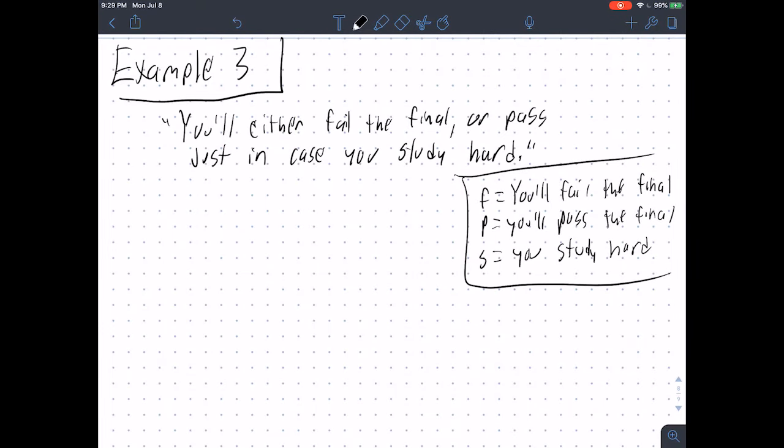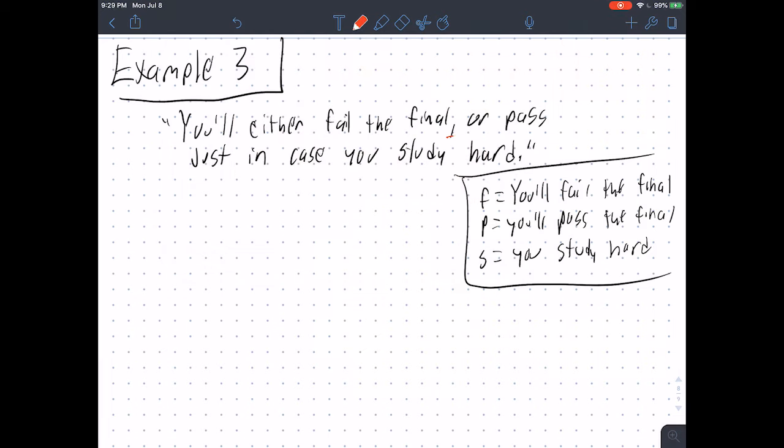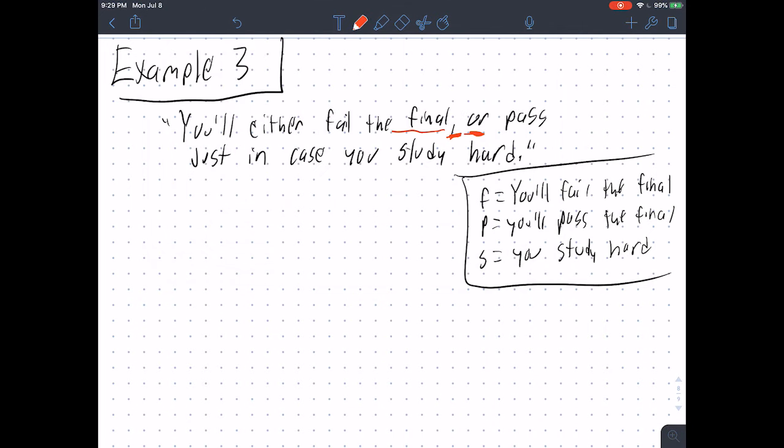Okay, third example, and here we're looking at the sentence, "You'll either fail the final, comma, or pass just in case you study hard," using another obvious translation key. Because we have this comma here and there's an "or" right by it, we know that the whole thing is going to be an alternation. The first component is you'll fail the final.